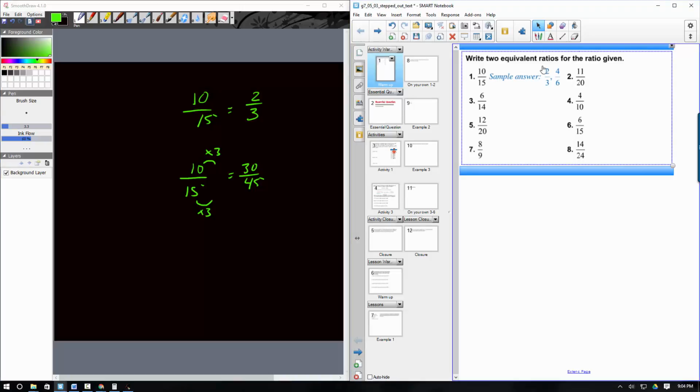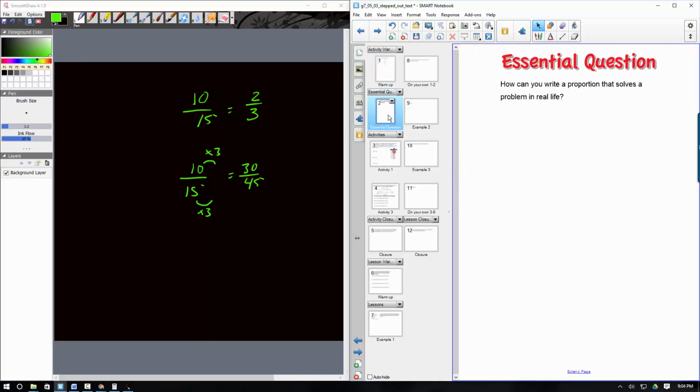So here's one example, 2/3. You could also double 2/3 and get 4/6. Of course, 30/45 would work too. This one here are two equivalent ratios. Here's another. And of course, there are countless others, but these are some examples to see if you're on the right track.